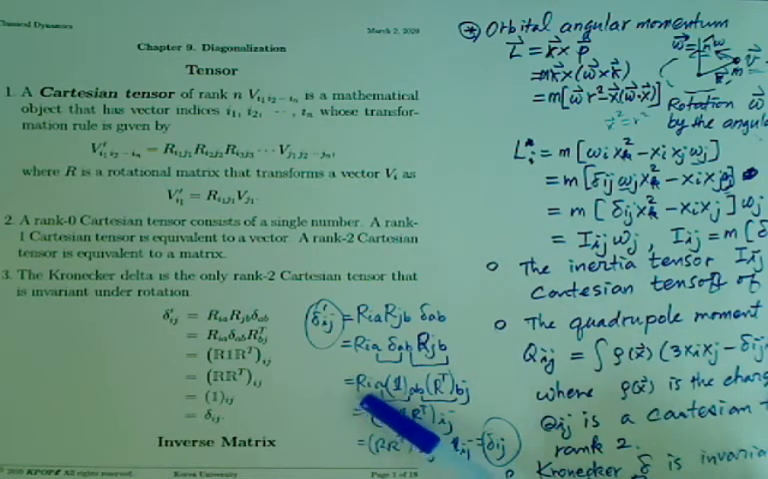The final vector indices will be I and J. Because the identity does not change this, we find R R transpose. The basic property of the rotation matrix R is that it is orthogonal. That means the transpose is the inverse. Therefore, this is identity. The identity's ij element is called the Kronecker delta. So the Kronecker delta is invariant under rotation. And this is the only rank 2 tensor that is invariant under rotation.